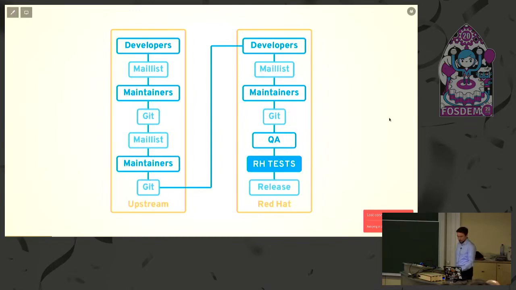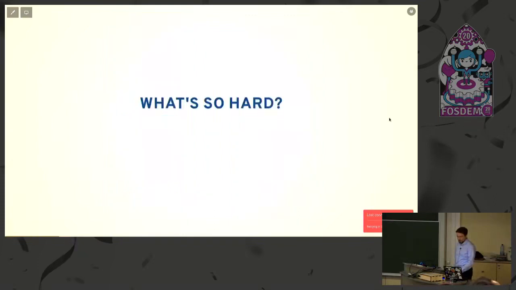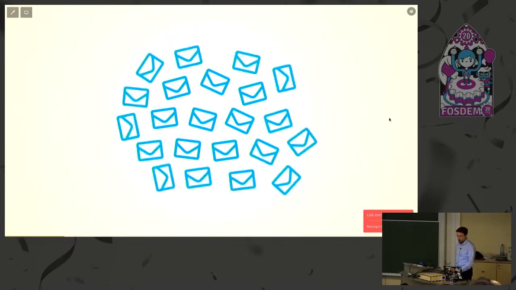So what we want to do is we want to do this. And we want to do it fast and provide as much and as fast as possible feedback, so that ideally the bugs are caught before even maintainers see them, at the moment that the developers submit those. And that is hard because there is just so much email.